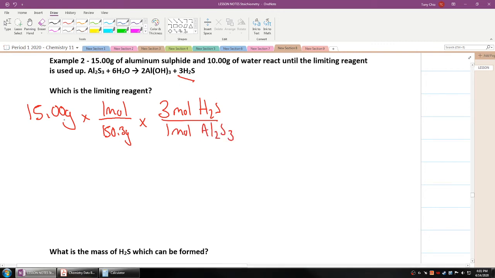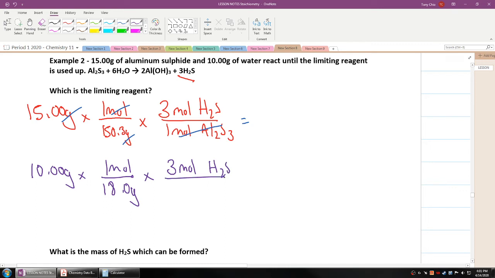So what we have here is our grams cancel out, our moles cancel out, and we're left with just moles of hydrosulfuric acid. We're going to do the same thing with water. So we have 10.00 grams of water times 1 mole over the molar mass of water, which is 18.0 grams, times, this time, 3 moles of hydrosulfuric acid over 6 moles of water.